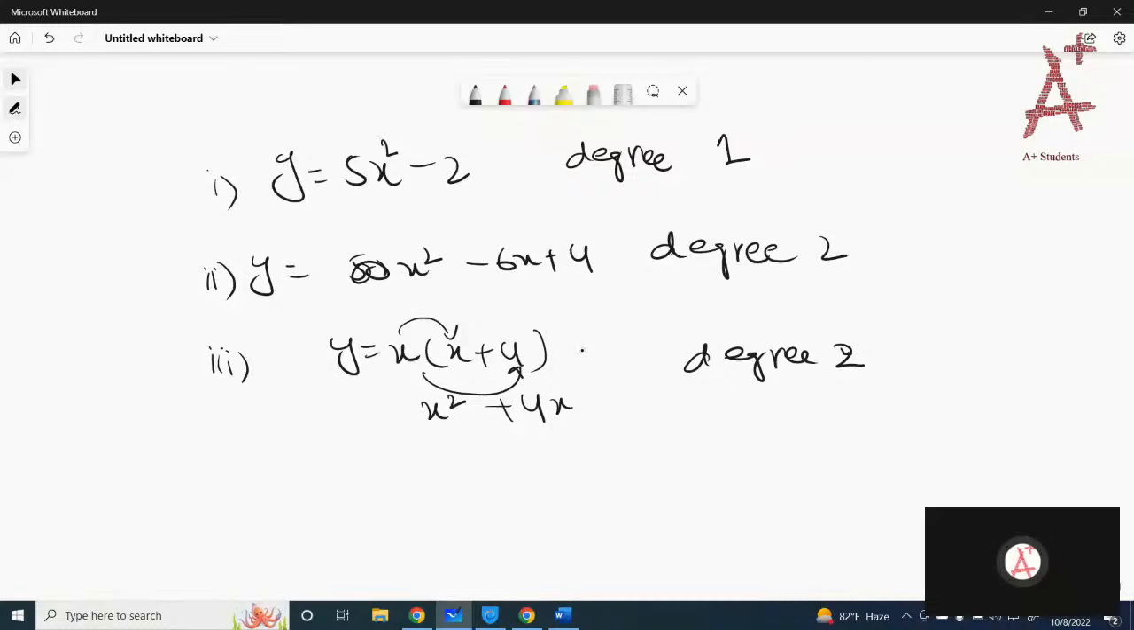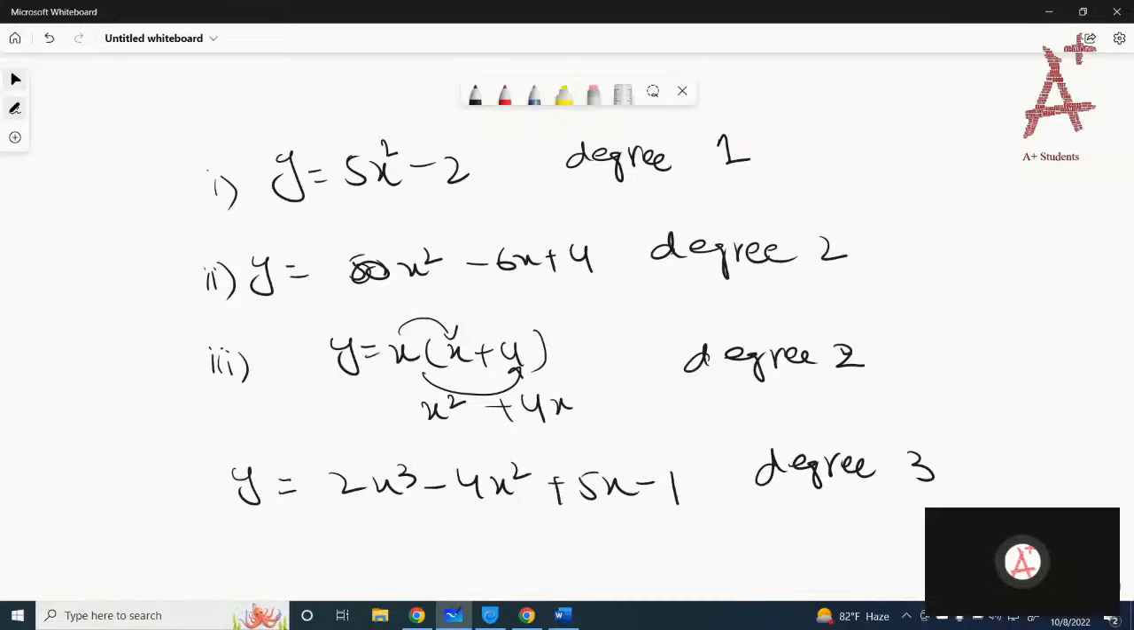Then the next one is y equals 2x cube minus 4x square plus 5x minus 1. Here the highest power of x is 3. That means the degree of the equation is 3. Got it?